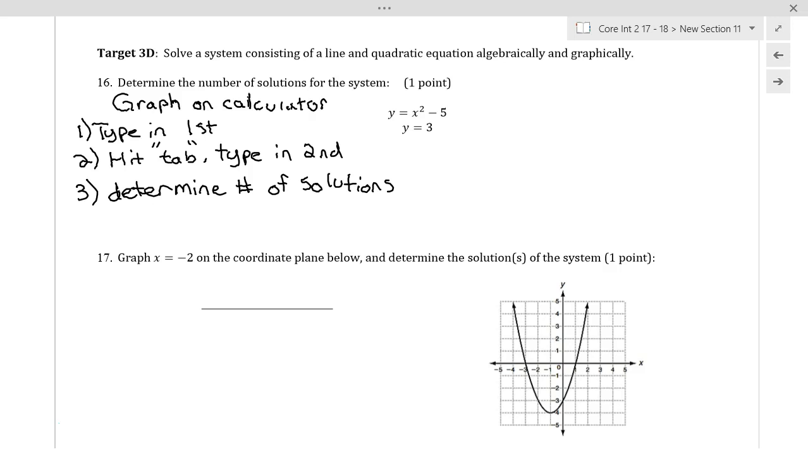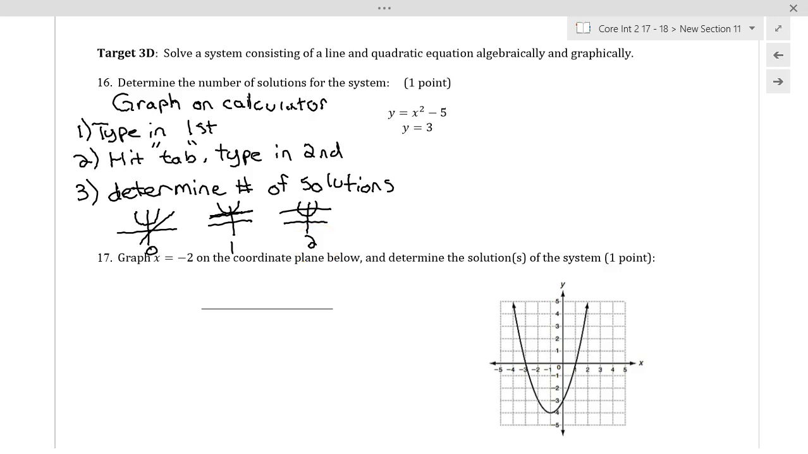So remember, ones that have no solution will look something like this. That's 0 solutions. Something with 1 solution will usually be a straight line just at the bottom of it. And ones with 2 solutions will cross through it somehow. Okay?